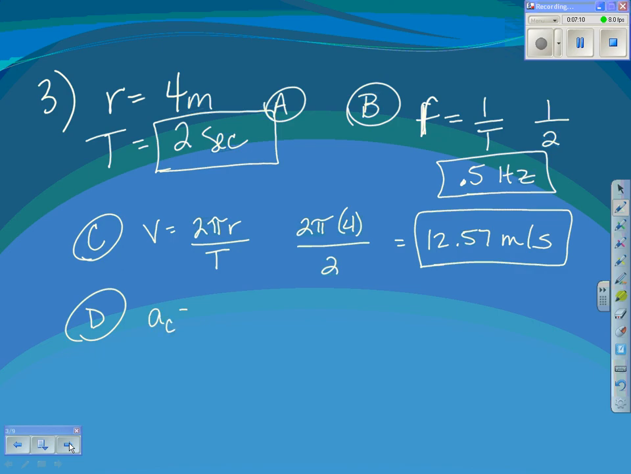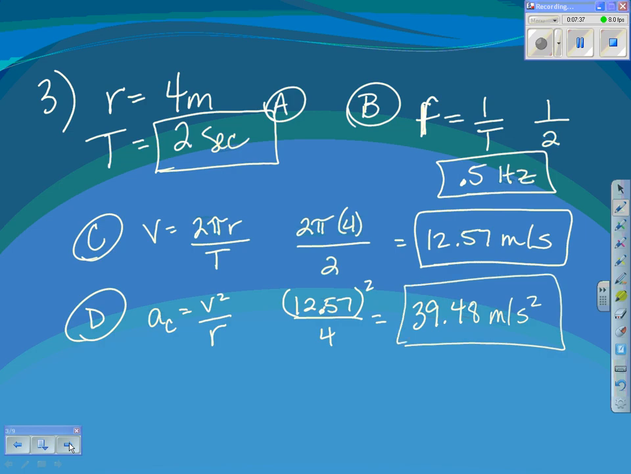Then we're also asked to solve for centripetal acceleration. Centripetal acceleration's formula is v squared divided by r. So plug in what you got from C, 12.57 divided by your r, which is 4. Oops, make sure you square it. Ooh, that's a common mistake. I almost missed it. All right, and you get 39.48 meters per second squared.